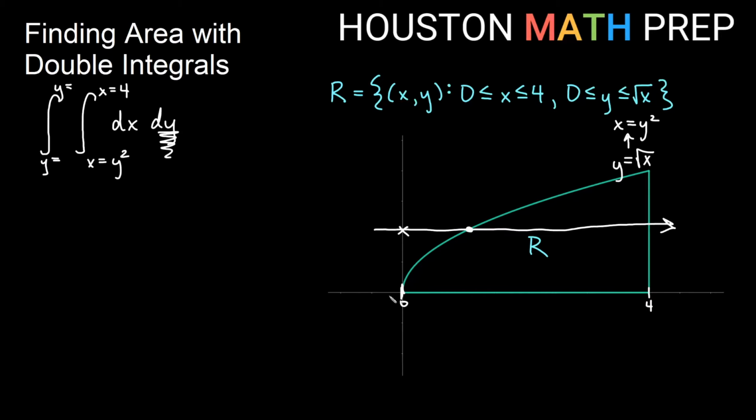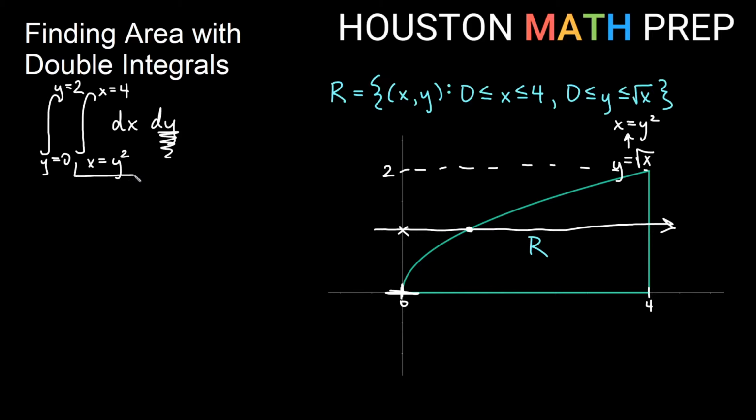So the lowest y value will be here down on the axis, that's at y equals 0, and then our top y value is going to be up here at this highest point. Well, that is where y equals square root x, and if x is 4 here at this point, then y would be the square root of 4. In other words, this is a y value of 2 here. So we're actually integrating from 0 to 2 dy.